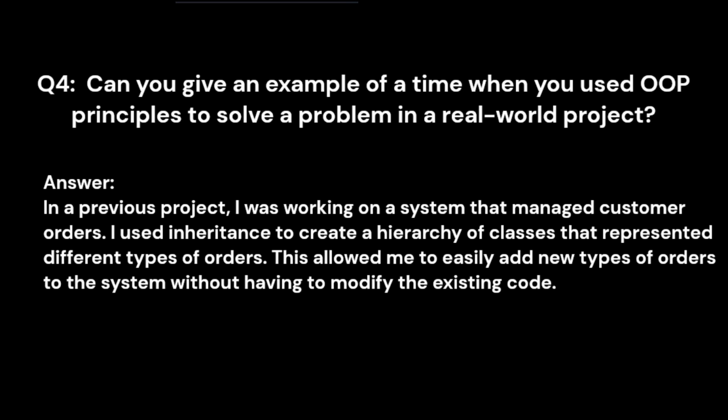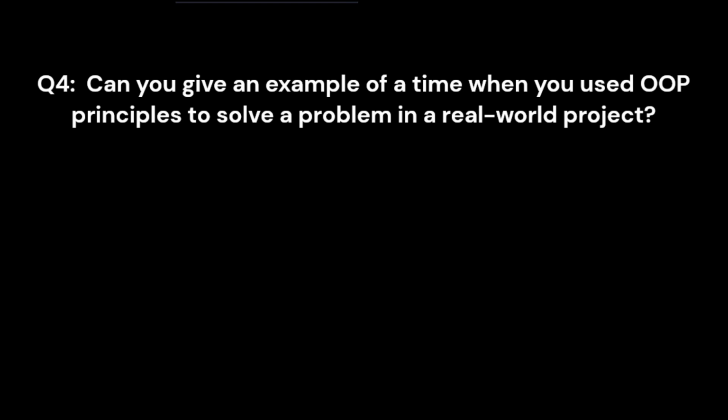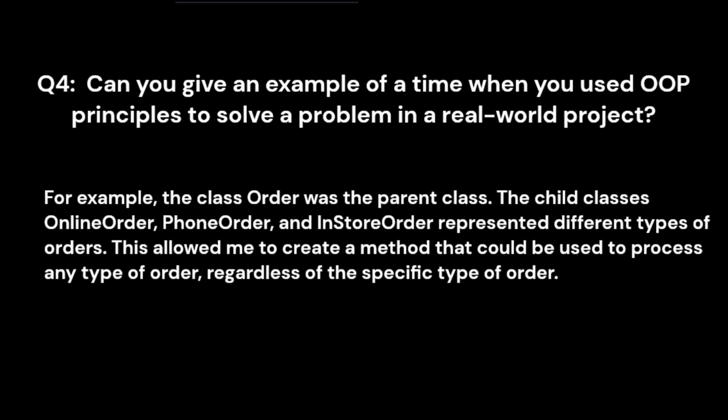Answer: In a previous project, I was working on a system that managed customer orders. I used inheritance to create a hierarchy of classes that represented different types of orders. This allowed me to easily add new types of orders to the system without having to modify the existing code. For example, the class Order was the parent class. The child classes OnlineOrder, PhoneOrder, and InStoreOrder represented different types of orders. This allowed me to create a method that could be used to process any type of order, regardless of the specific type of order.